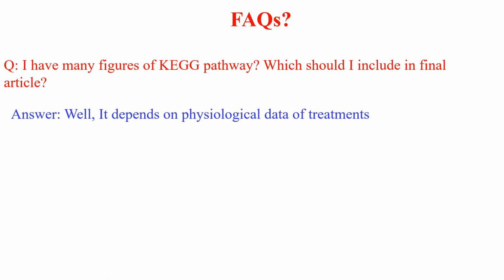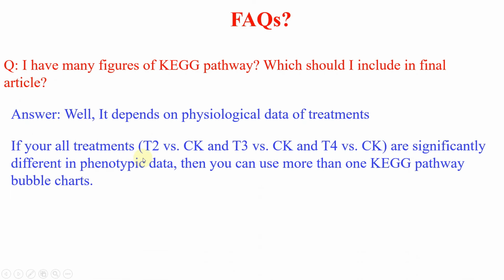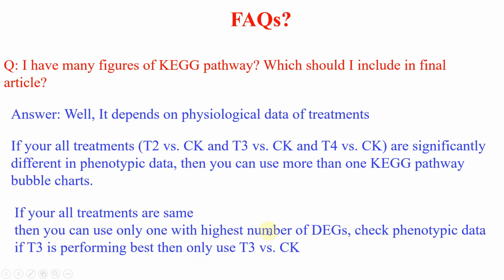Well, it depends on the physiological data of treatments. Let's suppose you have four treatments, where T1 is CK, and you are comparing only two treatments at a time: T2 with CK, similarly T3 with CK, similarly T4 with CK, and you find that all of them are significantly different, then you have to provide the KEGG pathway bubble charts of all the treatments. But if you think that there is no significant difference, then there is no need to provide each bubble chart.